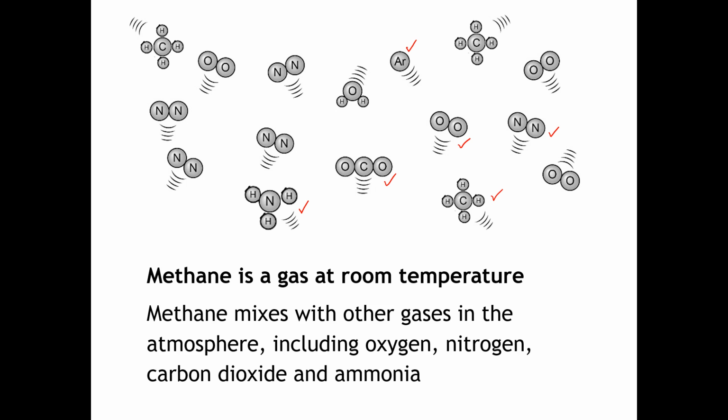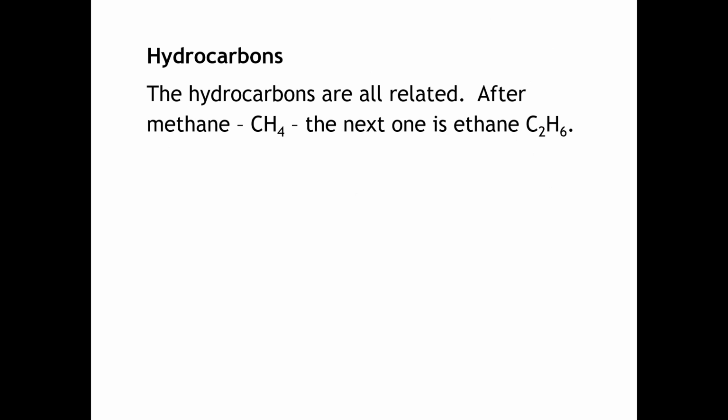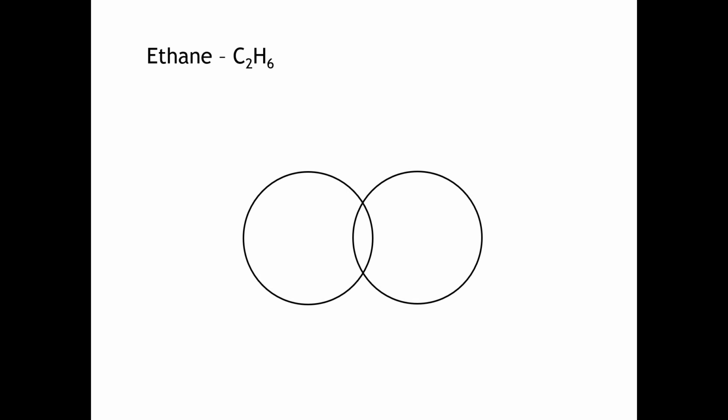Okay, that's methane. Let's have a look at another hydrocarbon. Hydrocarbons are all related, and they all contain just carbon and hydrogen. So here we have methane, CH4. The next one is ethane, C2H6. How are we going to draw this molecule?